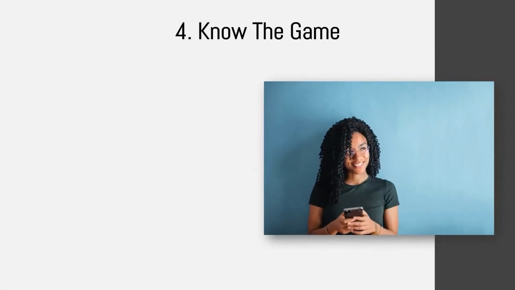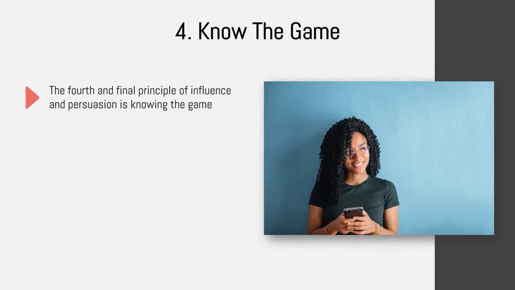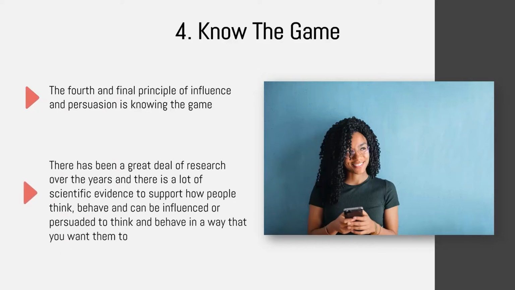4. Know the game. The fourth and final principle of influence and persuasion is knowing the game. In order to be a master influencer, there are specific principles that exist that you must follow. It is essential that you know what these rules are and what they mean. There's been a great deal of research over the years, and there's a lot of scientific evidence to support how people think, behave, and can be influenced or persuaded to think and behave in a way that you want them to. Use this to your advantage.